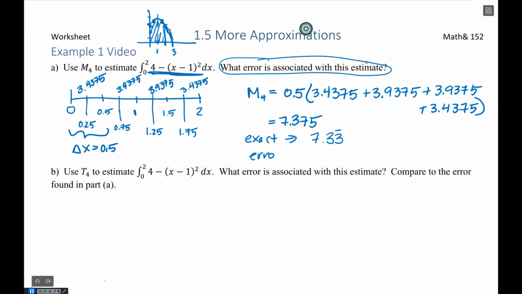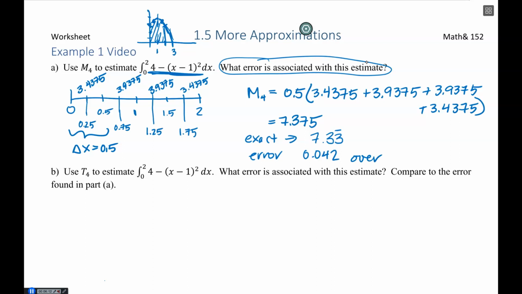So our error, if I just subtract, our error was about 0.042. So just a little bit of error, nothing too terrible, but we do have some. And that, again, what did we catch? We caught a little bit of extra, so that was an overestimate. Okay, so let's go ahead and do trapezoid rule.